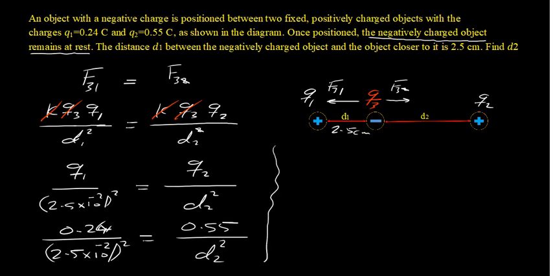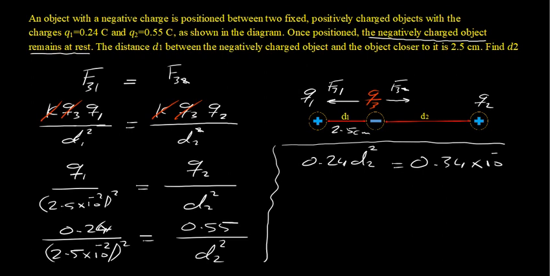Let's finish the example here. We just follow the math and some calculation with cross multiplication. You will have 0.24 d2 squared equal, you multiply the (2.5 times 10 to the power minus 2) squared with 0.55, and that will give you 0.34 times 10 to the power minus 3.